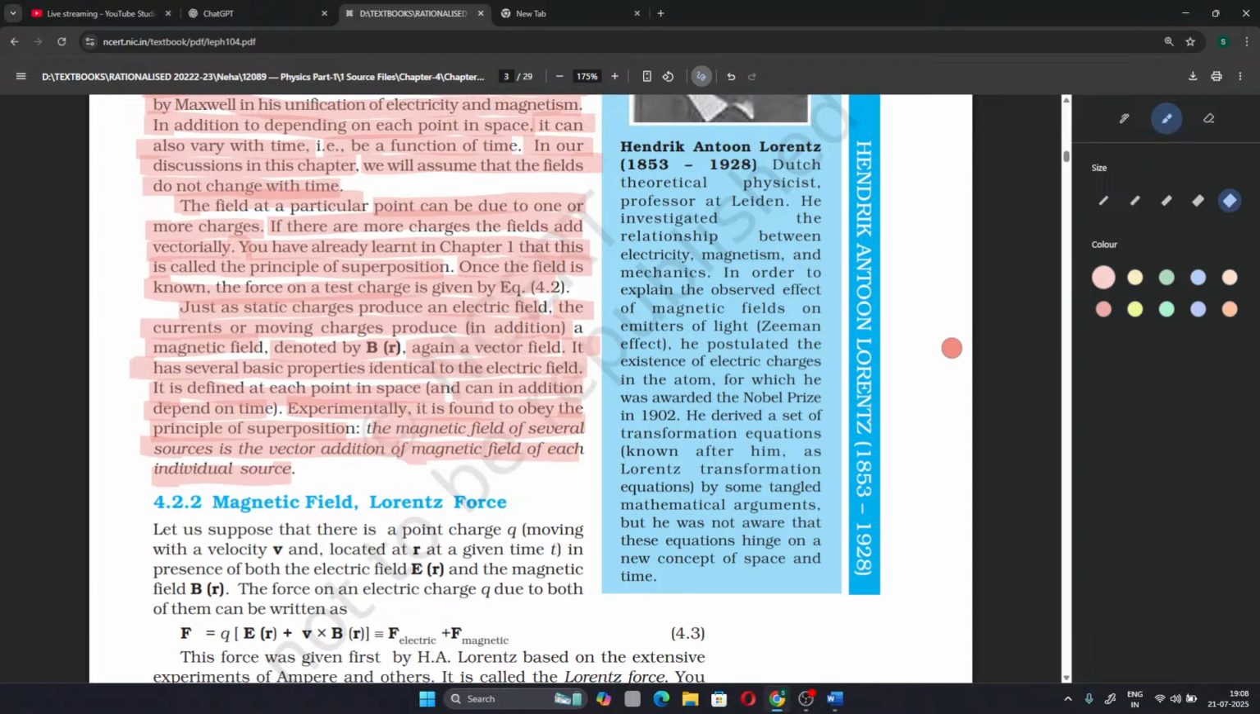He derived a set of transformation equations known after him as Lorentz transformation equations by some tangled mathematical arguments, but he was not aware that these equations hinge on a new concept of space and time. Basically, he observed the effect of magnetic fields on emitters of light, and he postulated that there must be electric charges in the atom.